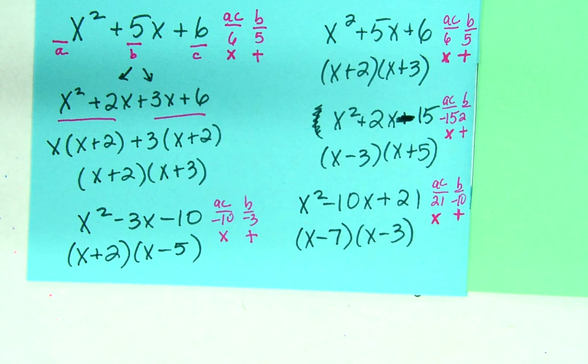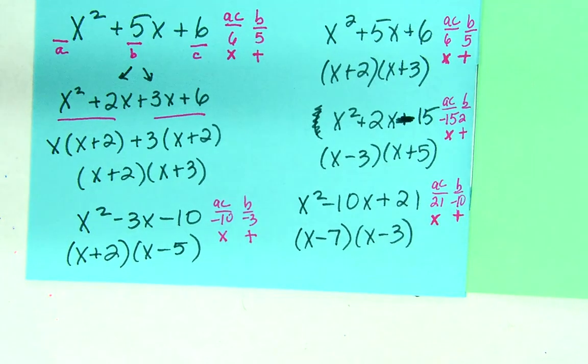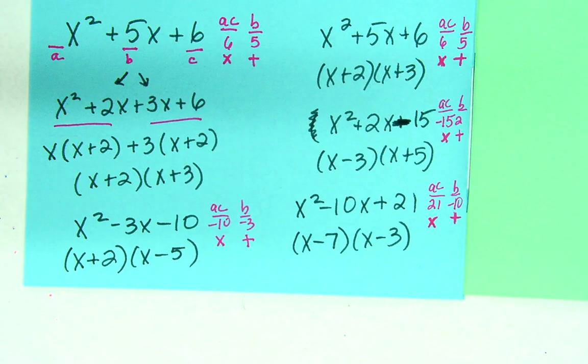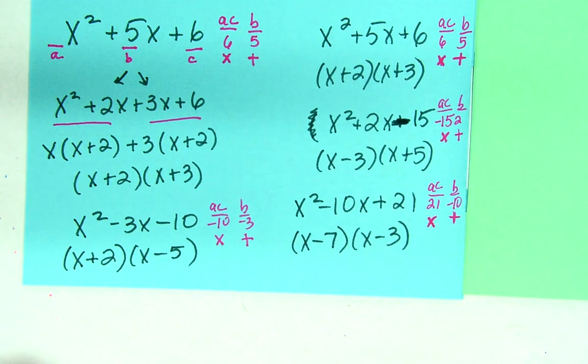Any questions about that? Now, is that something you're going to think about on every problem? Maybe, maybe not, right? But that's something you can think about for sure, especially if you're struggling to figure out what the numbers are. If my AC is positive, I know both of my signs have to be either both positive or both negative. And if that last number is negative, I know I'm going to have opposite signs in my factors. We good? Any questions?